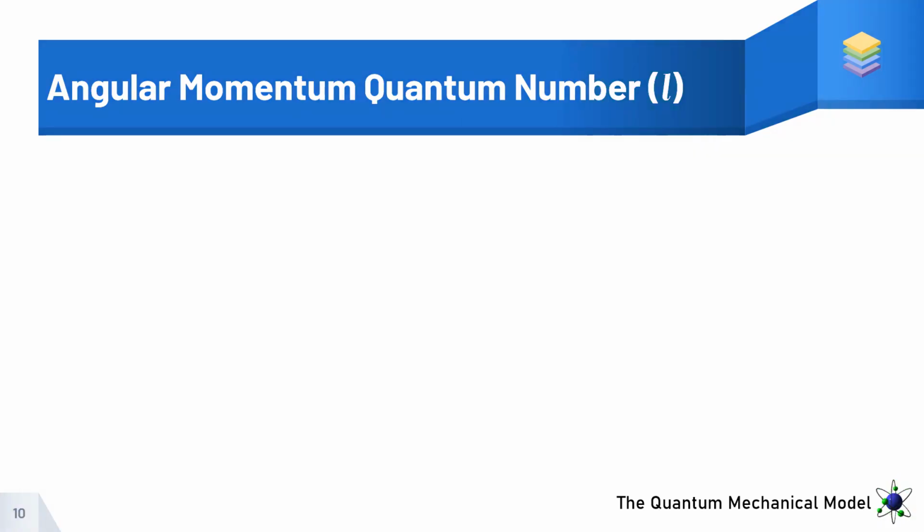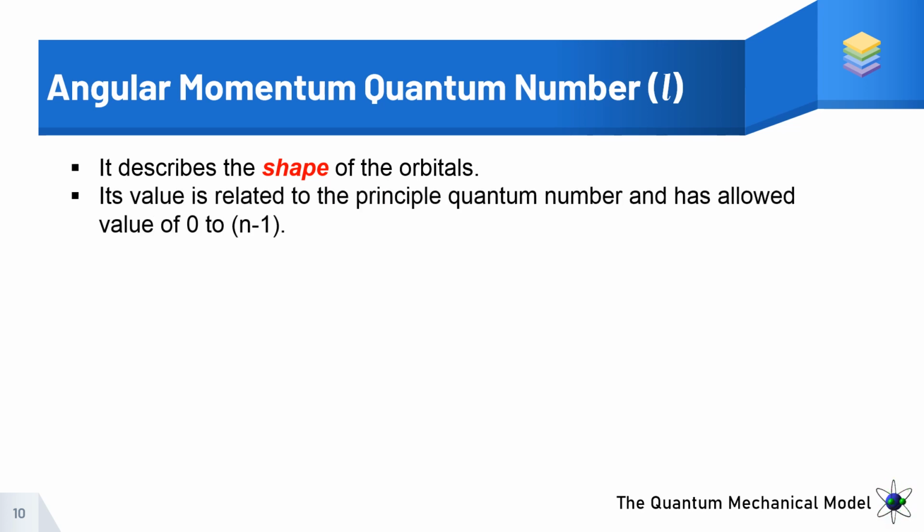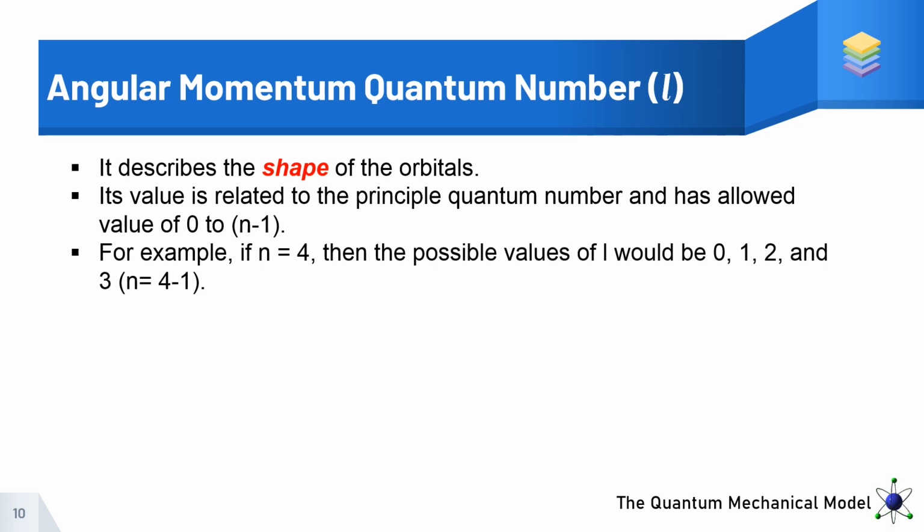Next, we have the angular momentum quantum number, which is represented by the letter l. This describes the shape of the orbitals. Its value is related to the principal quantum number and has allowed values of 0 to n minus 1. For example, if n is equal to 4, then the possible values of l would be 0, 1, 2, and 3, since n minus 1, or 4 minus 1, is equal to 3. Let's begin with 0. So we have 0, 1, 2, and 3.